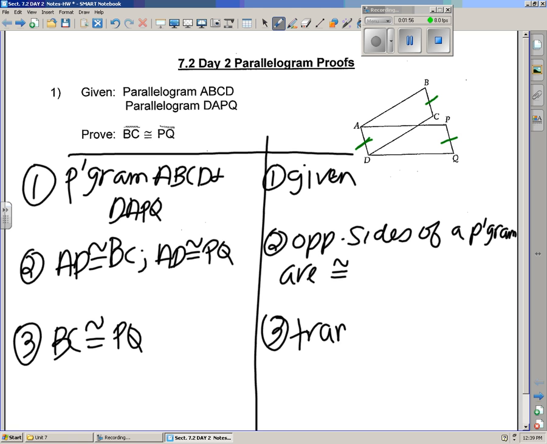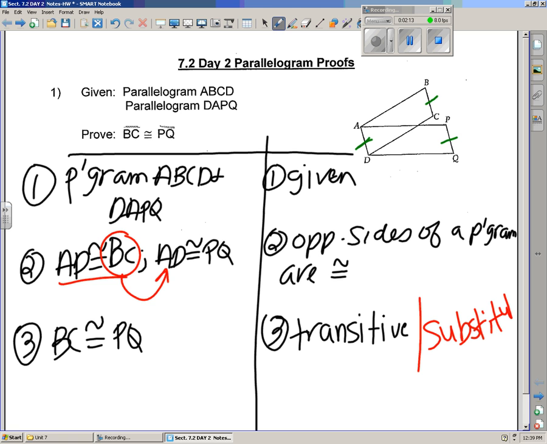Transitive property is the one that I probably would think of, but there's no reason why you could not use substitution, because the fact that you know AD and BC are the same, you can substitute BC in for AD, and you can call it substitution. Either one's acceptable. Okay, so that takes care of the first proof.